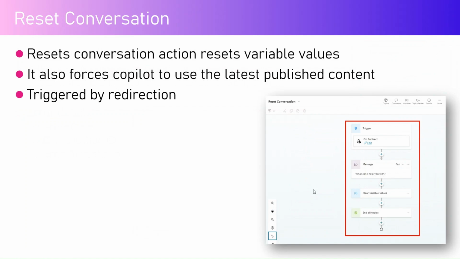So what happens with reset conversation is that if you are simultaneously developing and building the Copilot application, and you're testing it, sometimes the published code does not get displayed, or it doesn't get committed, and you will be seeing the older version of the Copilot in your different browser. So if you utilize this reset conversation functionality, it tries to reset all the variable values, it tries to start from the start, and it forces the Copilot to use the latest published content.